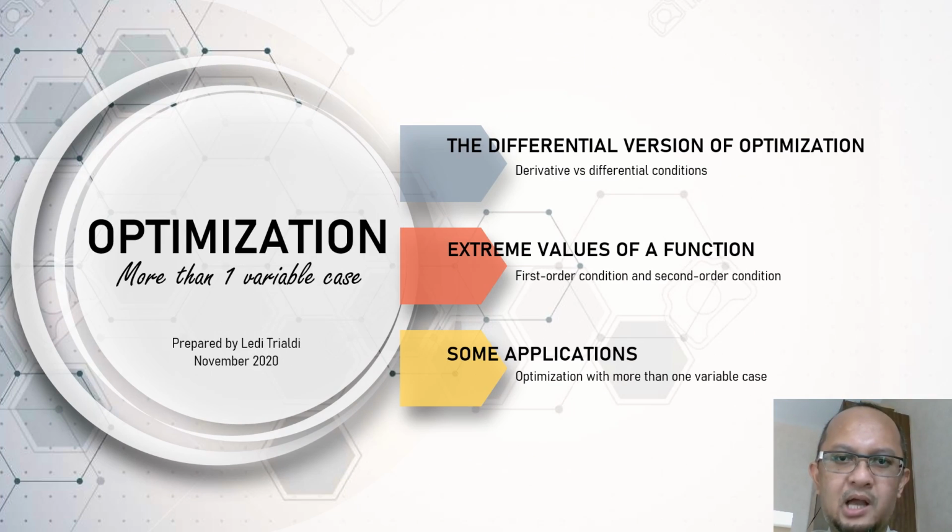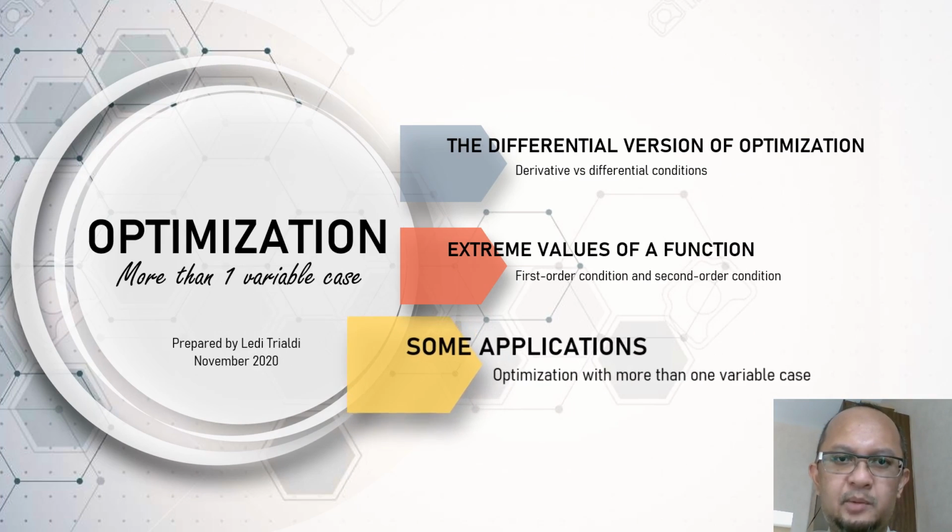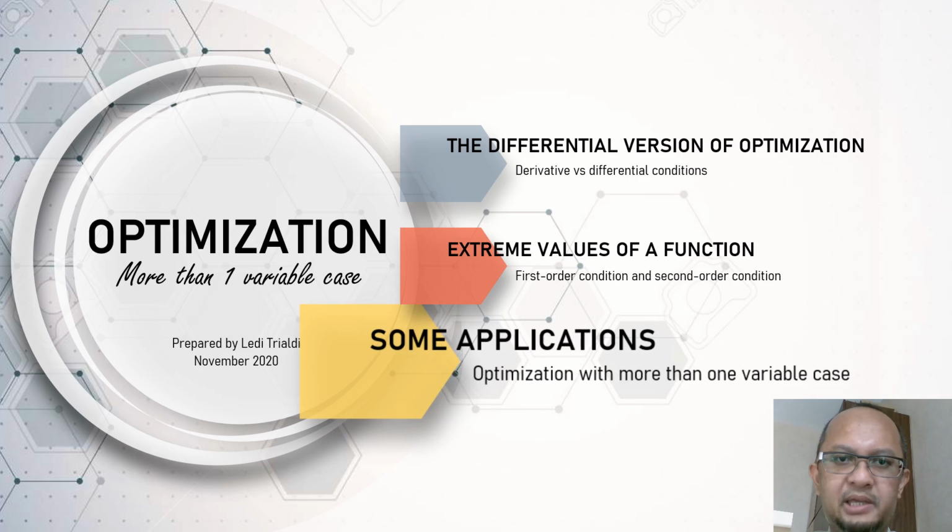Now I'm going to talk about the applications of optimization with more than one variable case. There are two examples that I will cover. Both are economics cases. First is the case of a multi-product firm, and second is the price discrimination case. Well, don't worry about the economics content. As long as the information is clear, economics students or not should be able to solve the optimization problem.